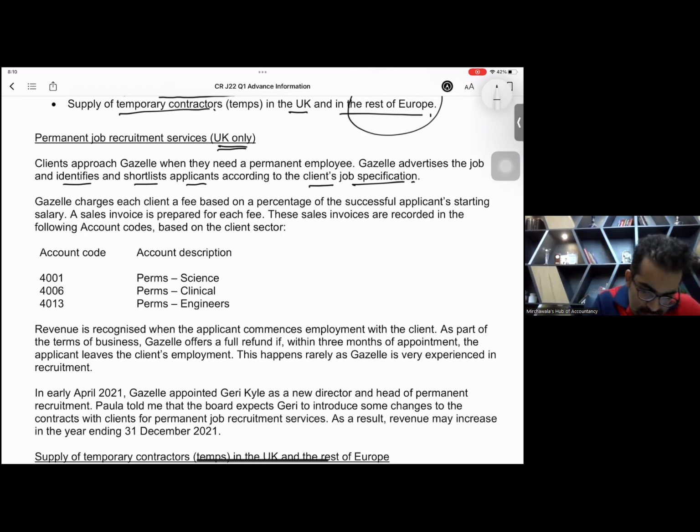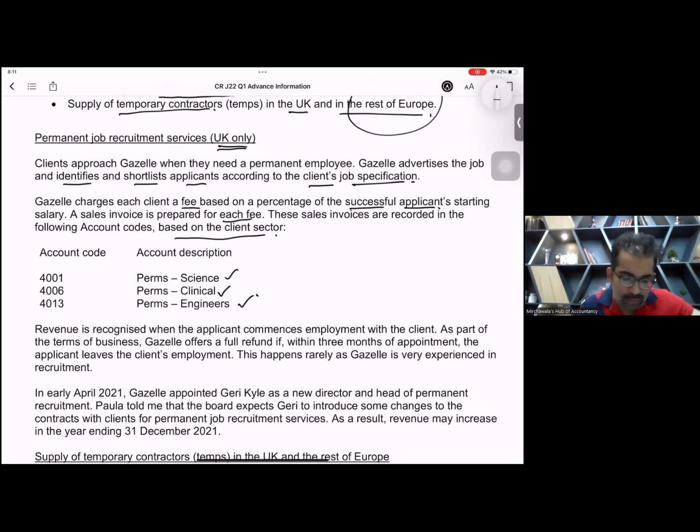Gazelle charges each client a fee based on a percentage of the successful applicant's starting salary. A sales invoice is prepared for each fee. These sales invoices are recorded in the following accounting codes based on the client sector: 4001 for science, 4006 for clinical, and 4013 for engineers, right?